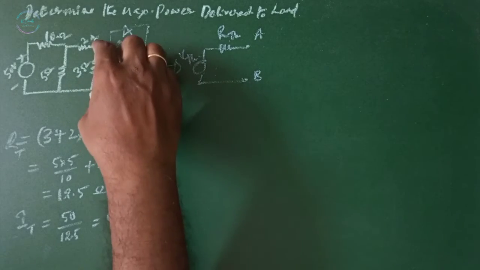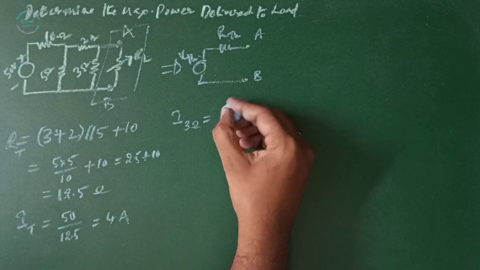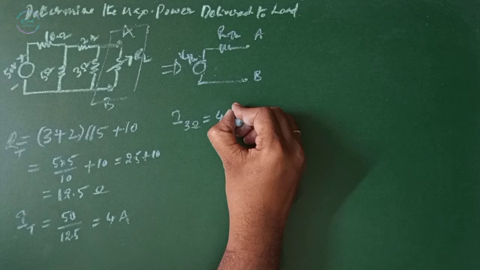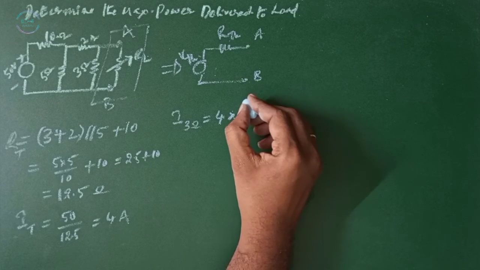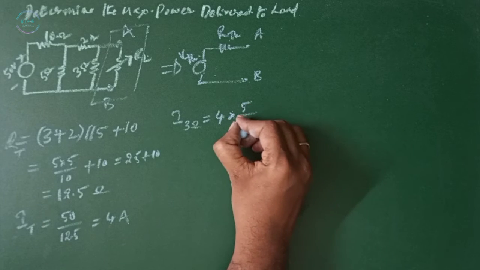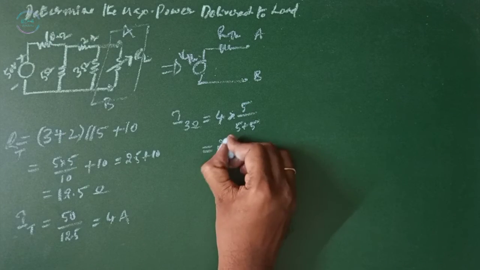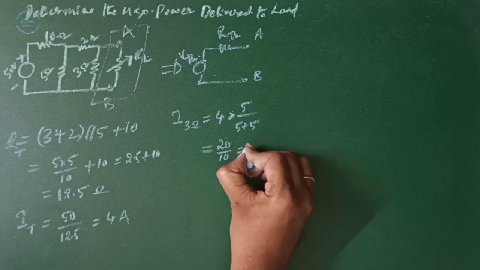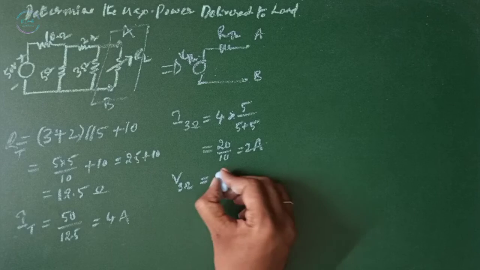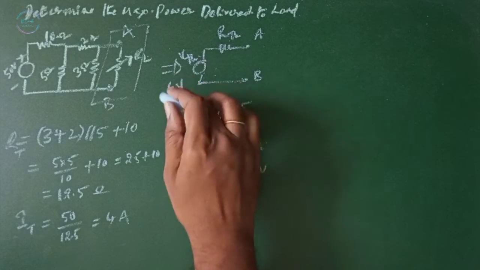Then we need to find the voltage across the 3 ohms. Current through 3 ohms is given by the total current multiplied by the opposite branch resistance divided by the total resistance of this branch, that is 3 plus 2 is 5, which gives 2 amps. Then the voltage across 3 ohms is given by 2 amps into 3, that is 6 volts. So VTH is 6 volts.